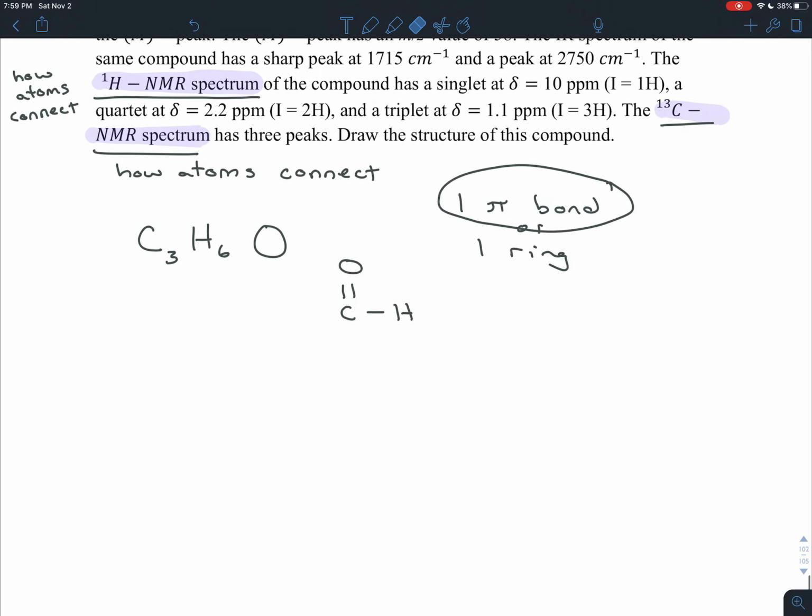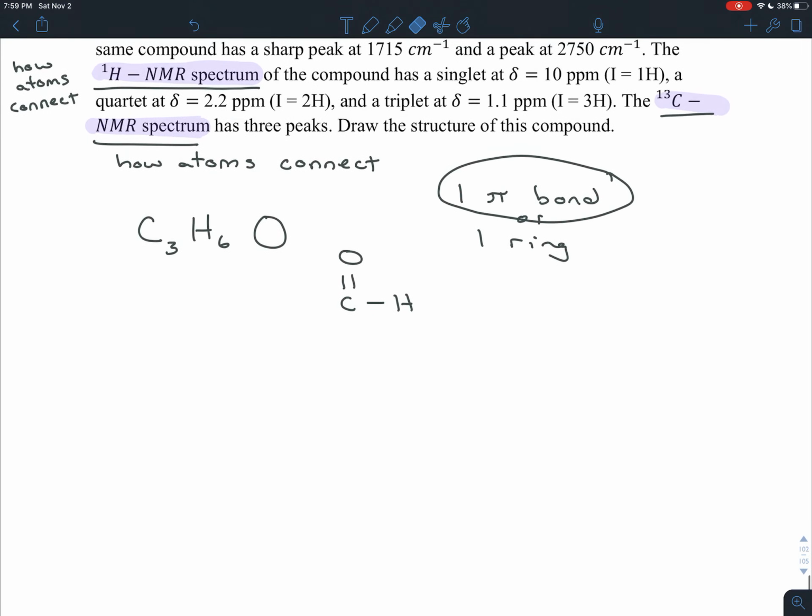Okay, so it says the H1 NMR spectrum, the proton NMR spectrum of the compound has a singlet at around 10. And the integration for that is one hydrogen. That means there's only one hydrogen in that electronic environment. Now a singlet at 10, that is the signature of an aldehyde hydrogen. That's the shift for this hydrogen.